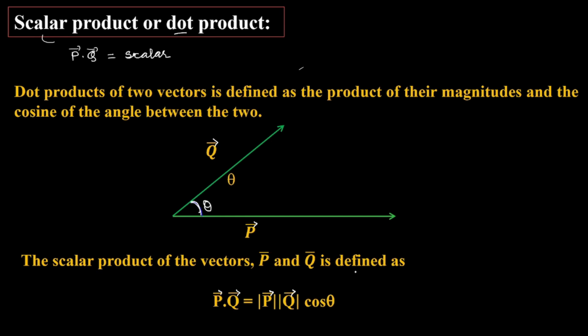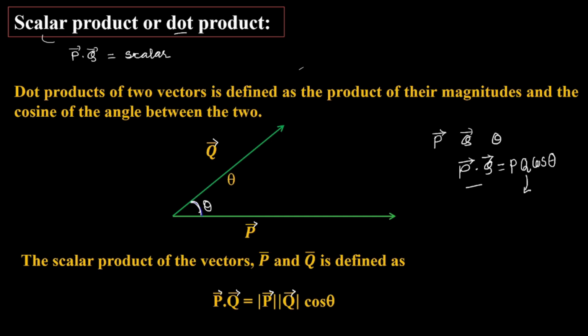So if you have any two vectors p and q, and the angle between them is theta, always remember the scalar product is represented by a dot between the two vectors p and q: the magnitude of vector p, the magnitude of vector q, then cos of the angle between these two vectors. We need to remember how to find the angle between the vectors.